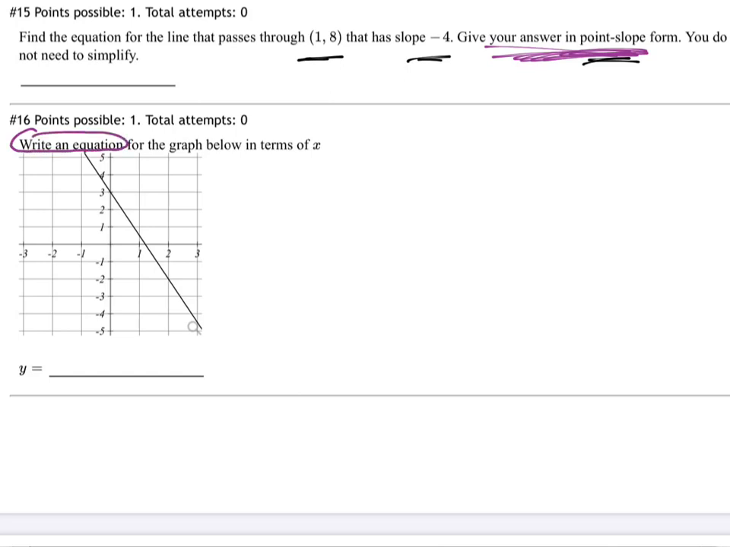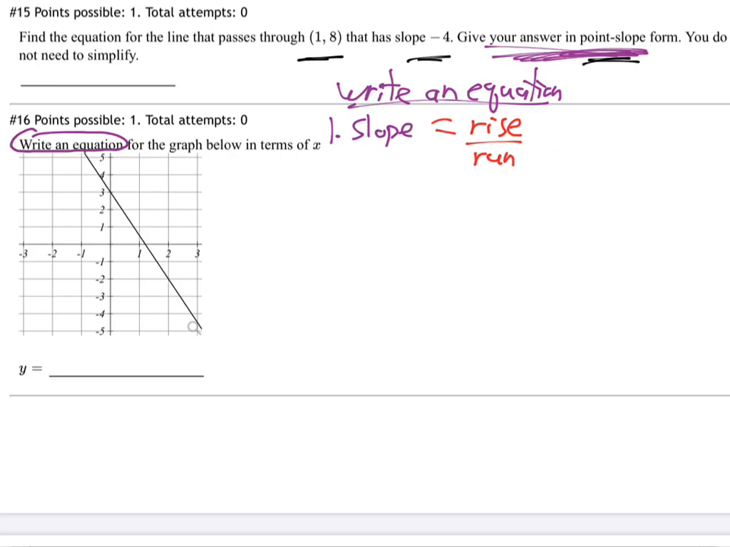Write an equation. So what were the 3 steps when they say find an equation, write an equation, same thing? What's the first step? Slope. Yeah, first step is find the slope. So what's the slope? Can you find the slope of that? Slope is rise over run. So find 2 points right on the grid lines, like this point here and that point there, right? Those are the 2 I'm seeing that are right on the grid lines.